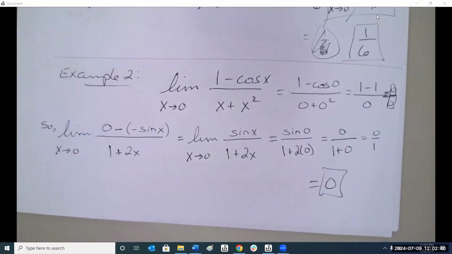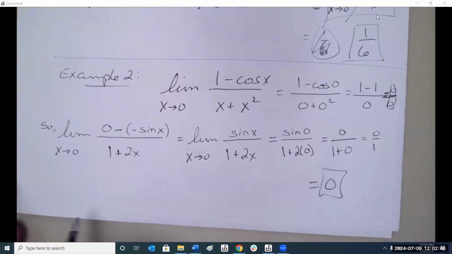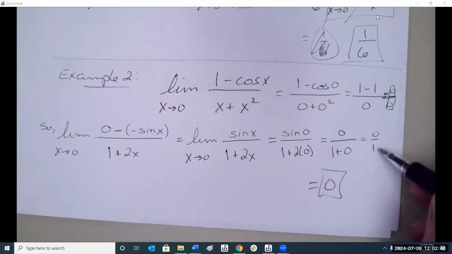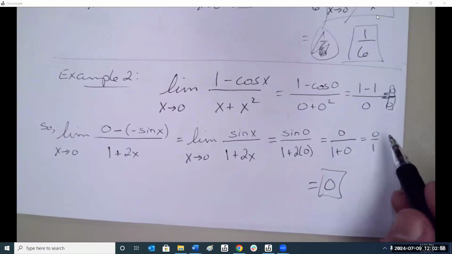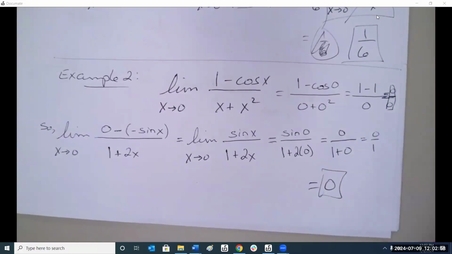So it can't equal 0 over 0 or infinity over infinity, but it can equal 0 over whatever number. If the top or bottom becomes non-zero, or non-infinity, you can't go any further. If it's 0 over 1 or 1 over 0, you can't go any further. You're done.